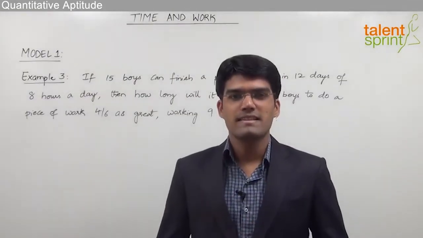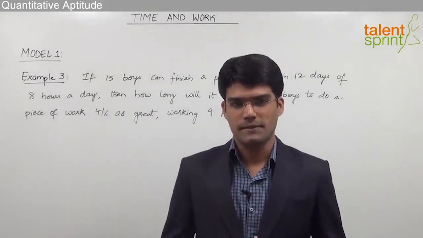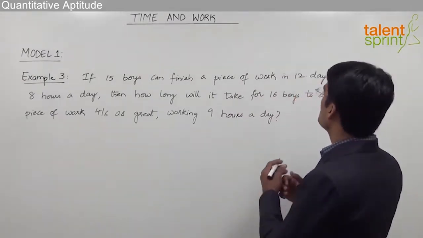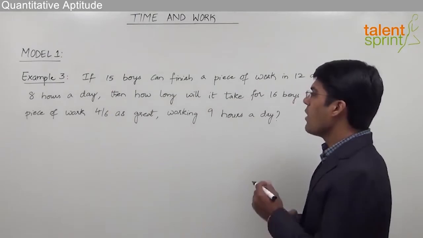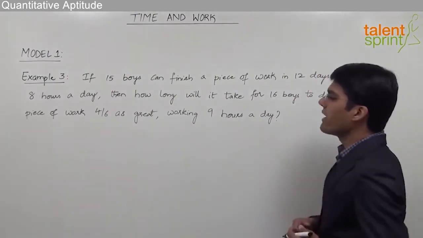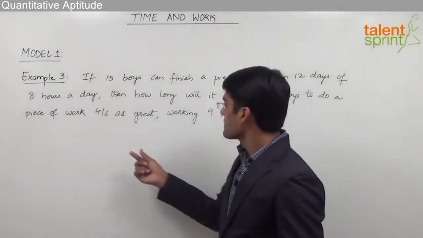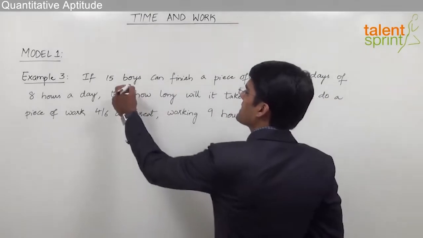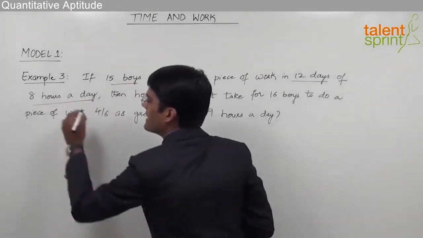Let us now take another example from model 1 where the work done in the two cases is different. Let us look at the question here. If 15 boys can finish a piece of work in 12 days of 8 hours a day, then how long will it take for 16 boys to do a piece of work 4 by 6 as great, working 9 hours a day? So as you can see here, in the first case there are 15 boys who work for 12 days, 8 hours a day.